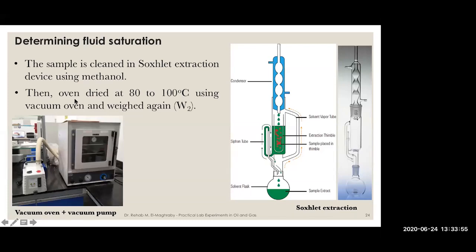So why are we using a vacuum oven, not a normal oven? Because if you imagine you have a flask filled with water, at atmospheric pressure the boiling point of the water is 100 degrees Celsius. Okay, so if you decrease the pressure, if you start a vacuum, look, what will happen to the boiling point? The boiling point will decrease.